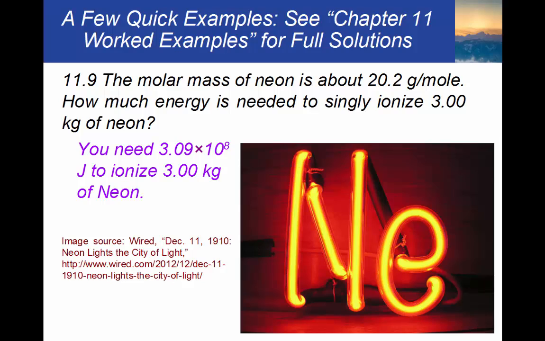And of course we actually only have 3 significant figures, not because we were limited here. We could easily look this one up and get a few more significant figures. Again, this was 20.180, so I could have had 2 more sig figs here. But 3.00 kilograms of neon gives us 3 significant figures, and that means that we would need to round to 3.09 times 10 to the 8 joules. And that's how much energy you would need to singly ionize 3 kilograms of neon.